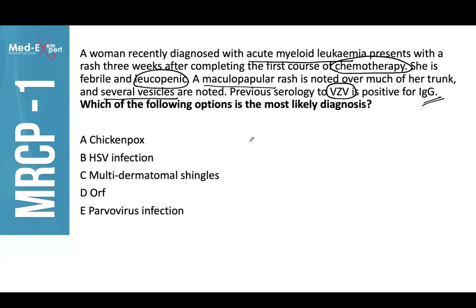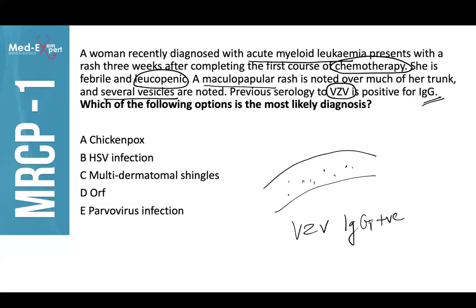What is it first? She is an immunocompromised individual because she is on chemotherapy and she is leukopenic, she is febrile. Now, over the trunk, she develops a band of vesicles like this. And she is VZV IgG positive. This should give you a clue to the diagnosis. What is the diagnosis here?